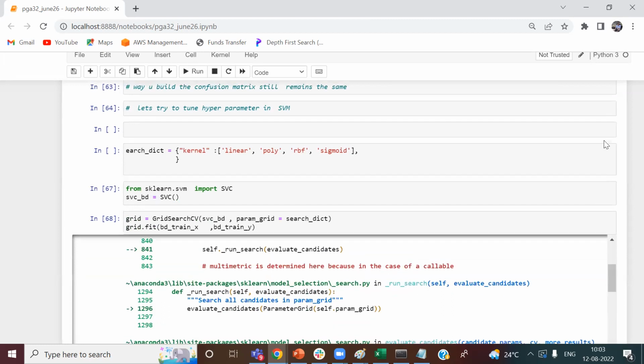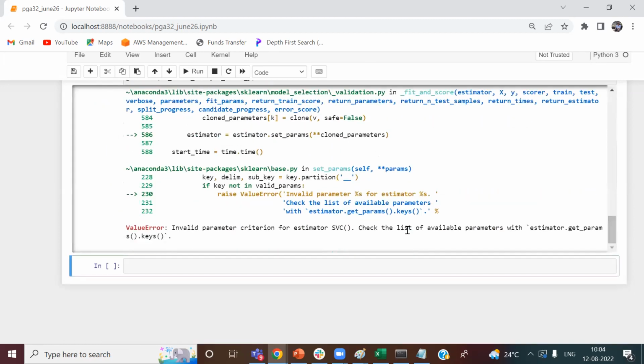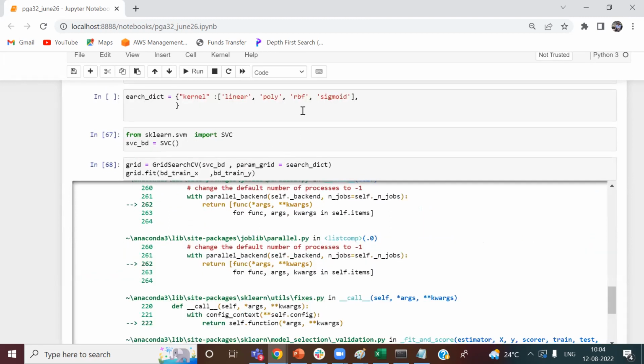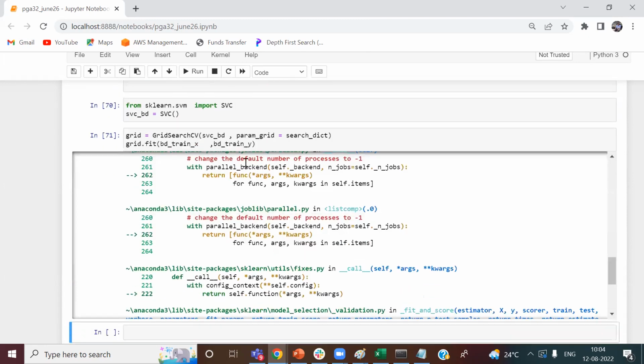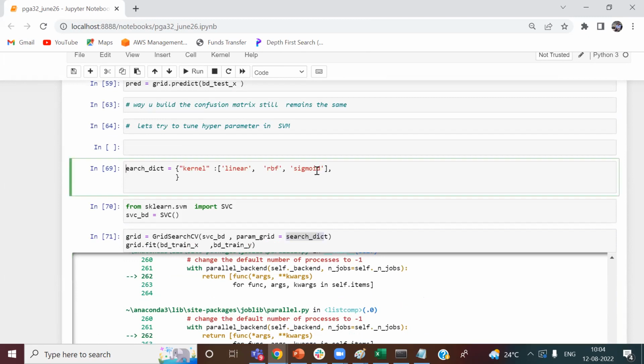एरर आ रहा है क्या? एक काम करते हैं, यहाँ से पॉली थोड़ी देर के लिए हटा देते हैं, ये शायद इशू क्रिएट कर रहा है. कोई दिक्कत कर रहा हूँ क्या मैं? ग्रिड सर्च एसवीसी, पाराम ग्रिड इक्वल टू सर्च डिक्शनरी. अच्छा, ये यहाँ का एस मिसिंग है.